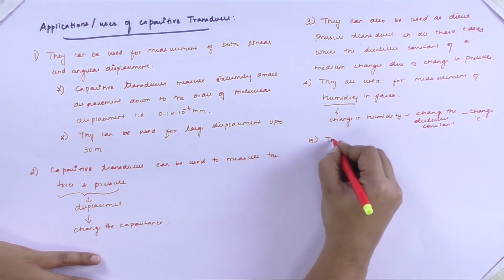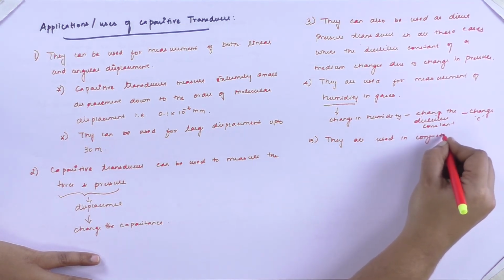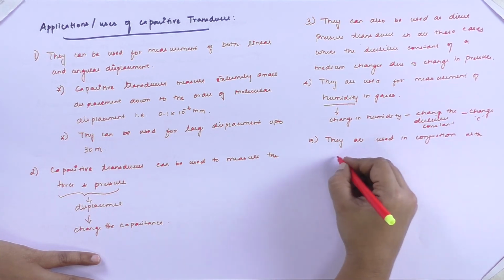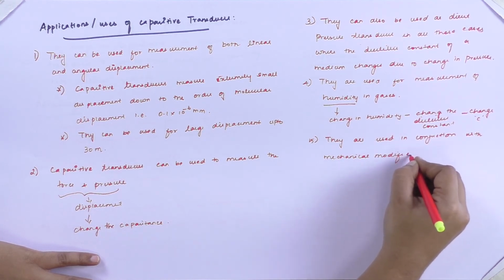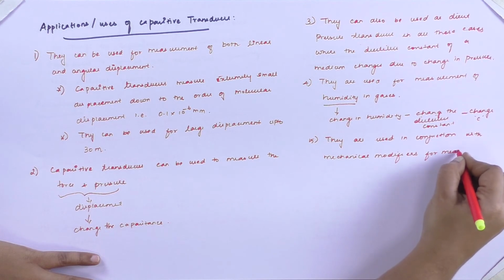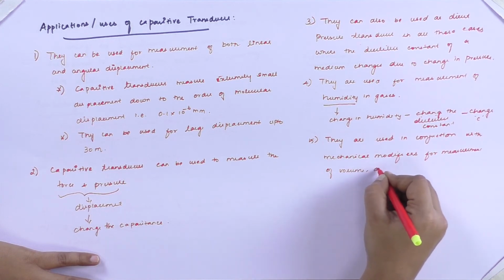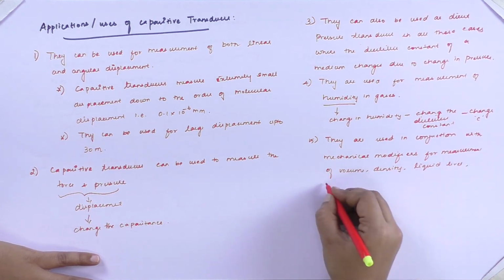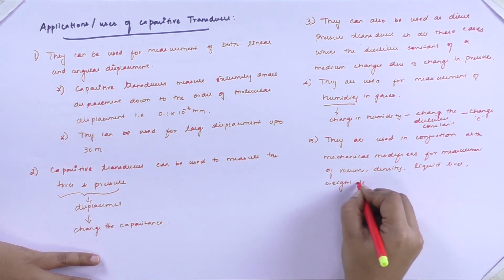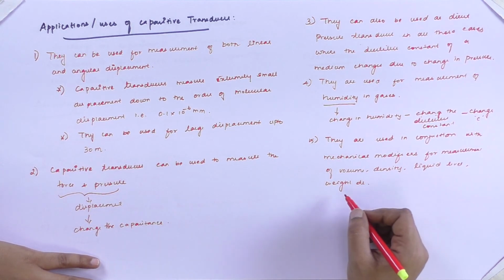Next one, they are used in conjunction with mechanical modifiers for measurement of volume, density, liquid level, weight, etc. So, in conjunction with mechanical modifiers, this capacitive transducer can be used for the measurement of volume, density, liquid level and weight, etc.